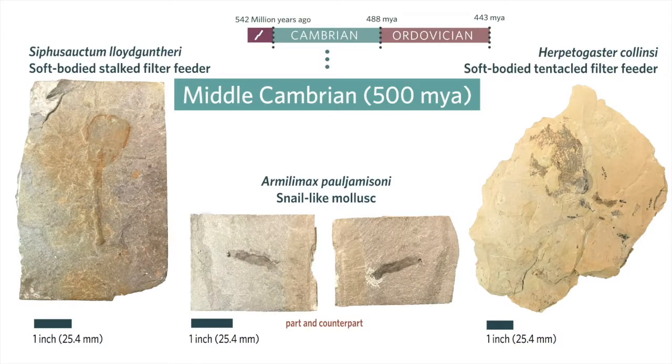Let's start 500 million years ago in the Cambrian time period. As you may know, most of North America was underwater throughout the Cambrian period. Imagine a shallow water marine habitat. Here are images of 3 fossils from this time. We have soft-bodied filter feeders and a snail-like mollusk.